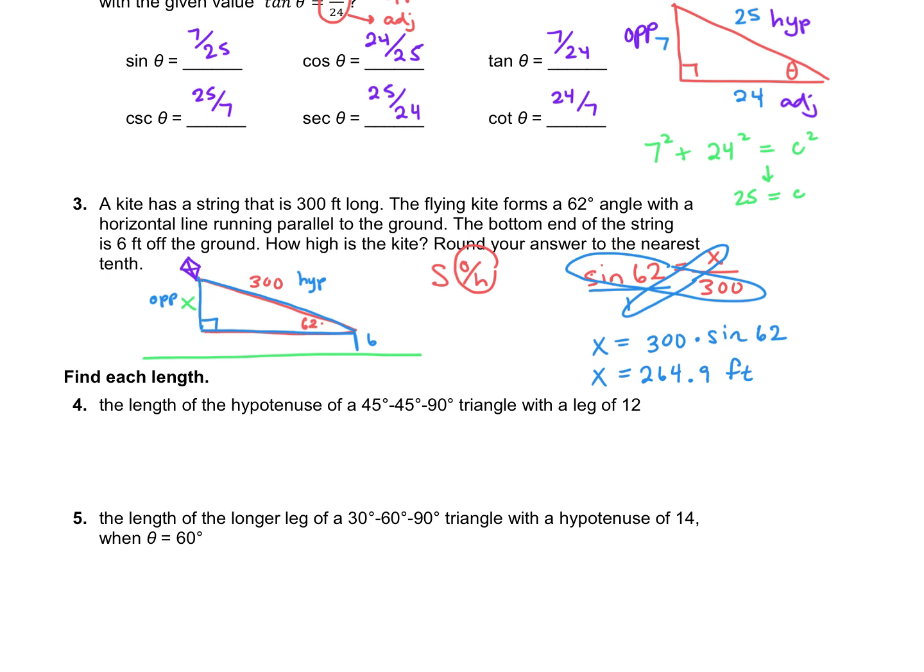The question is, how high off the ground is the kite? So we just have this additional 6 feet. I'm just going to transfer it over here. So this 6 feet over here is the same as this 6 feet over there. So we just have to add 6 to that. Adding 6 will tell us how high the kite is off of the ground. So our final answer is going to be 270.9 feet.